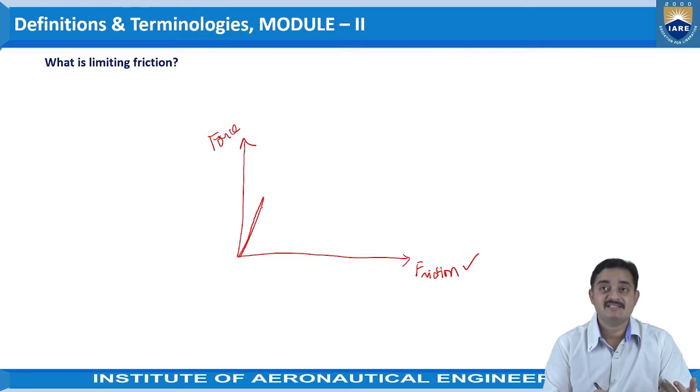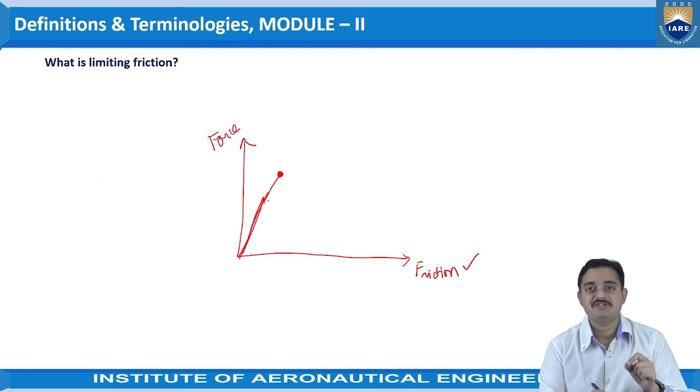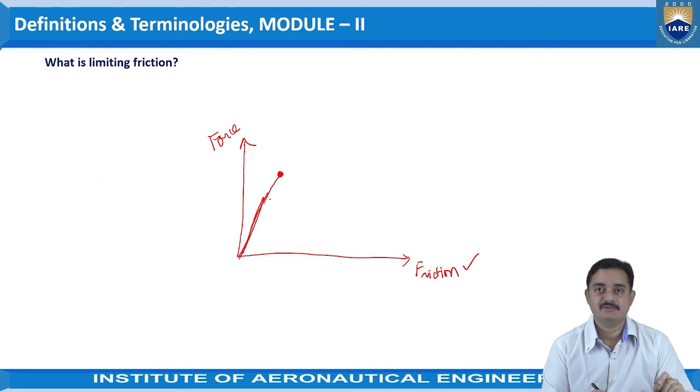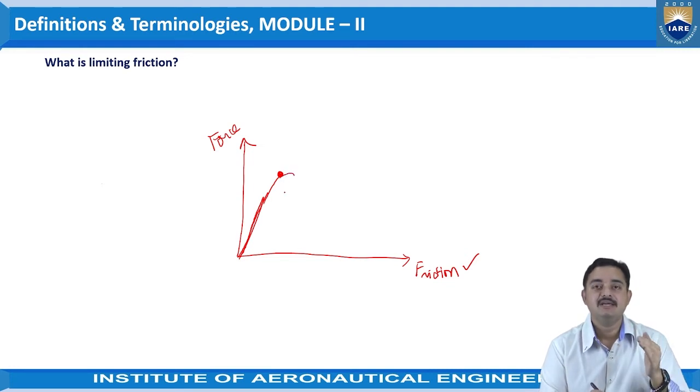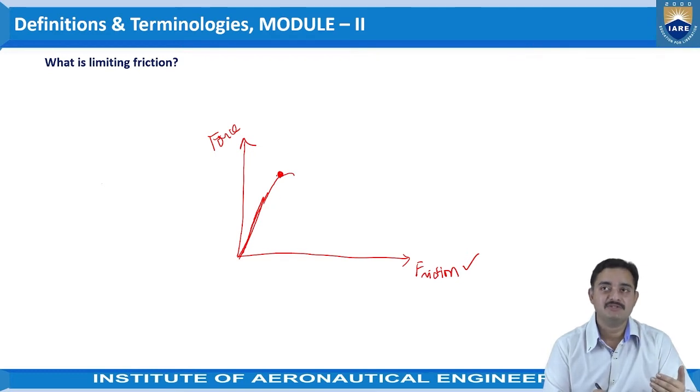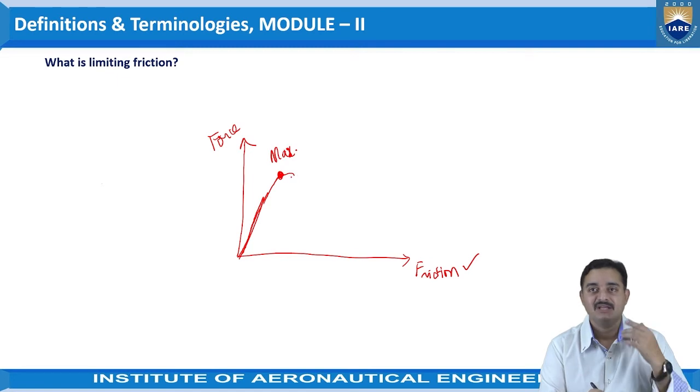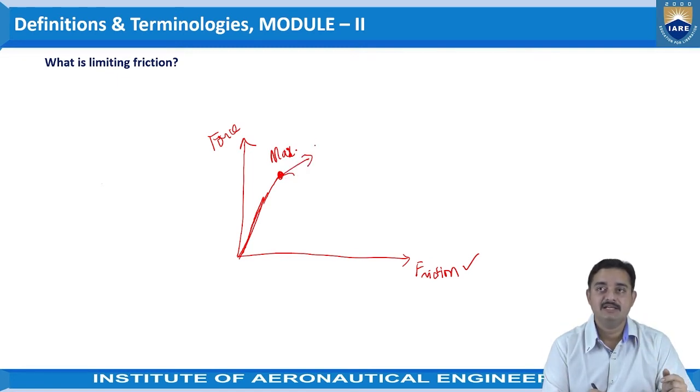The force which is applied to move the body in a static condition, at that time the frictional force is directly proportional to the force applied. And at one point the force which is applied is sufficient to overcome that static friction. That means the very next moment the object will move. So that force will be higher. The maximum force which is applied for moving the object, that point is called the limiting friction.